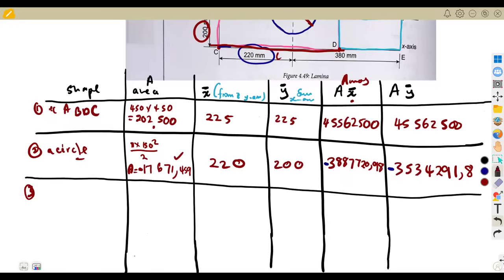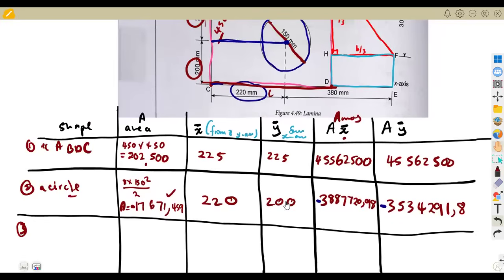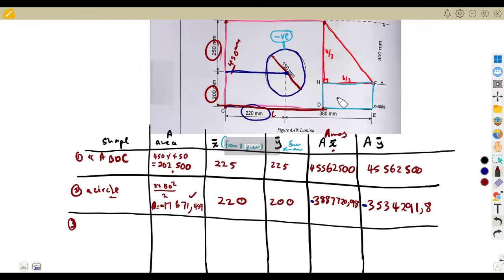Okay, no problem. Let's do the third one. The third one, what do we have? We can consider this rectangle here, which is from H to F to E and back to D like this. There's a rectangle there. The area of a rectangle does not change: length times the breadth. So this is our length and this is the breadth. What is the distance? It is the same distance as this one.